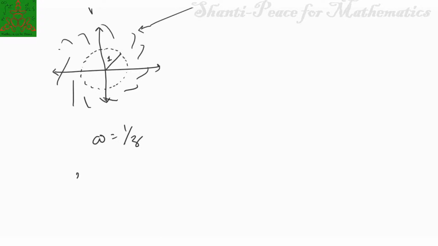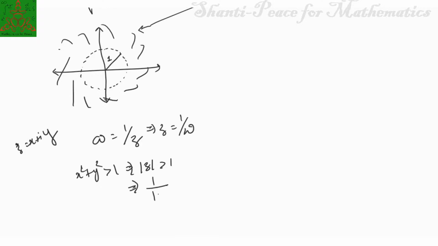You note that this x square plus y square greater than 1, I may also write as mod z is greater than 1, if I can assume that z is equal to x plus iy. Now this will give you z can be written as 1 upon w, so that's why this is 1 upon mod w greater than 1, so that will imply mod w is less than 1. If w is equal to u plus iv, then this will represent u square plus v square is less than 1.